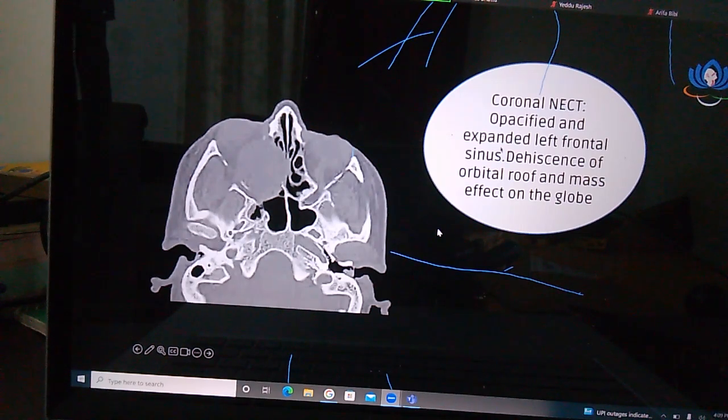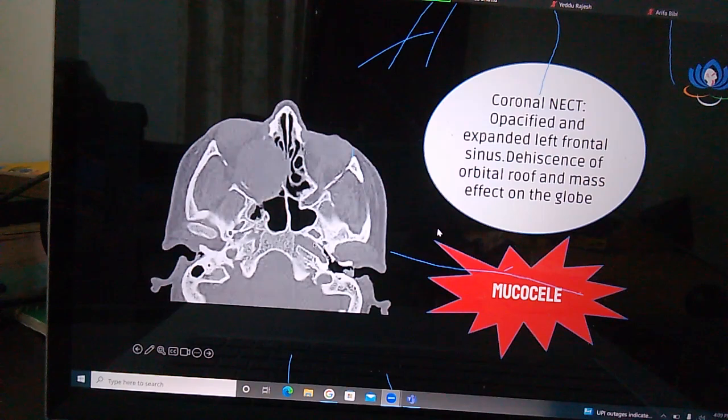And on coronal and axial CT, usually an opacified, expanded ethmoidal sinus was there, and mainly the medial wall of the maxillary sinus. Okay, and this was an ethmoid mucocele.